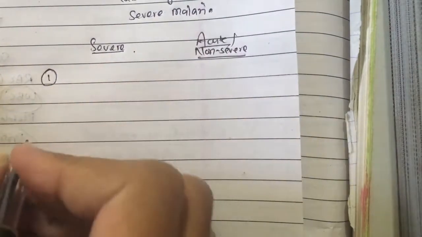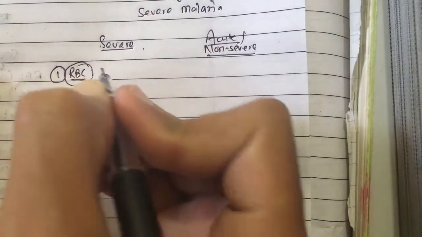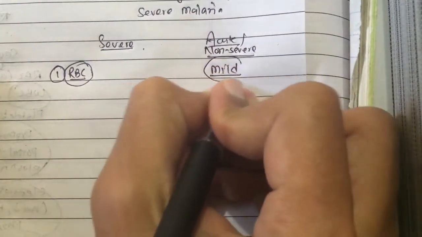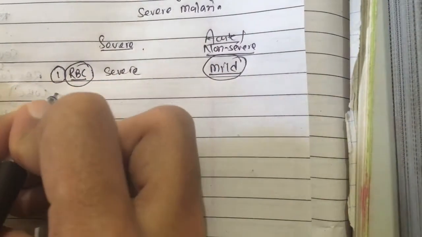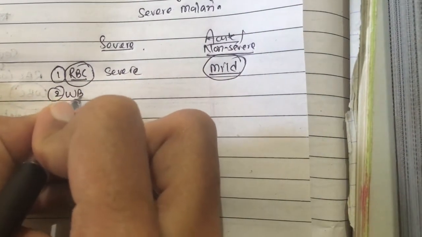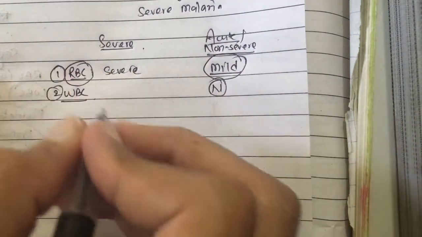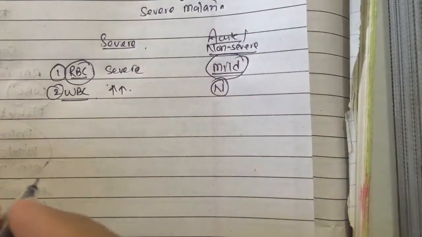Okay, first point, RBC. There is mild anemia in case of acute malaria, but in case of severe malaria there is severe anemia. Second is WBC. WBC is normal in case of acute malaria, but in case of severe malaria there is an increase in WBC, that is leukocytosis occurs.